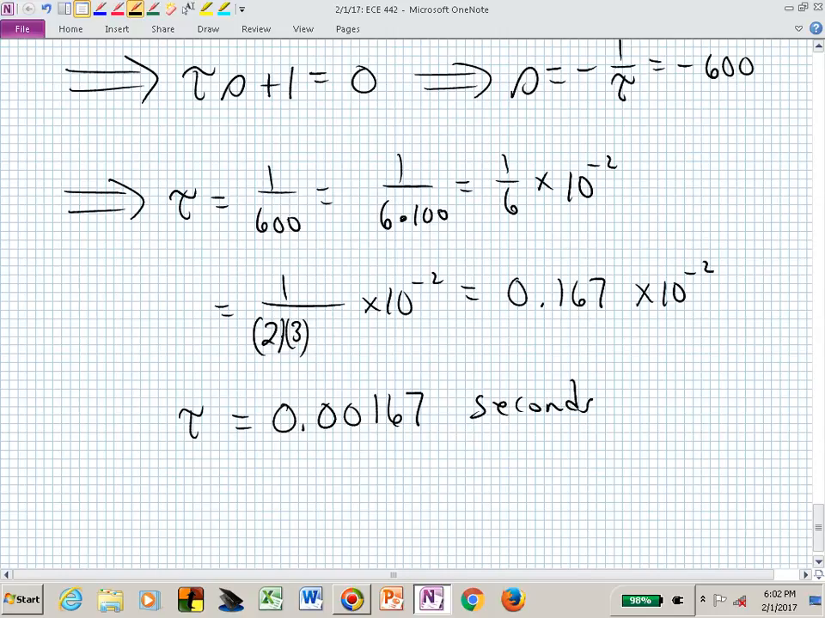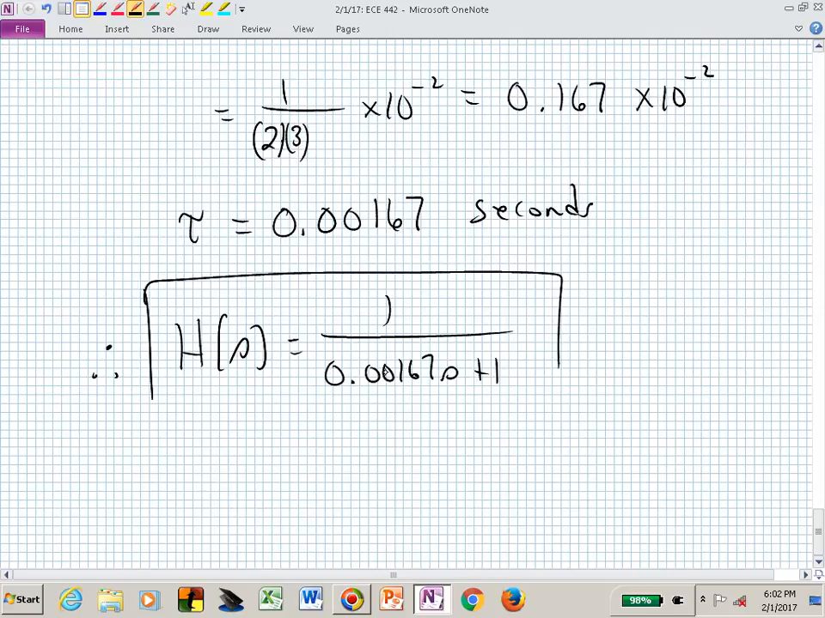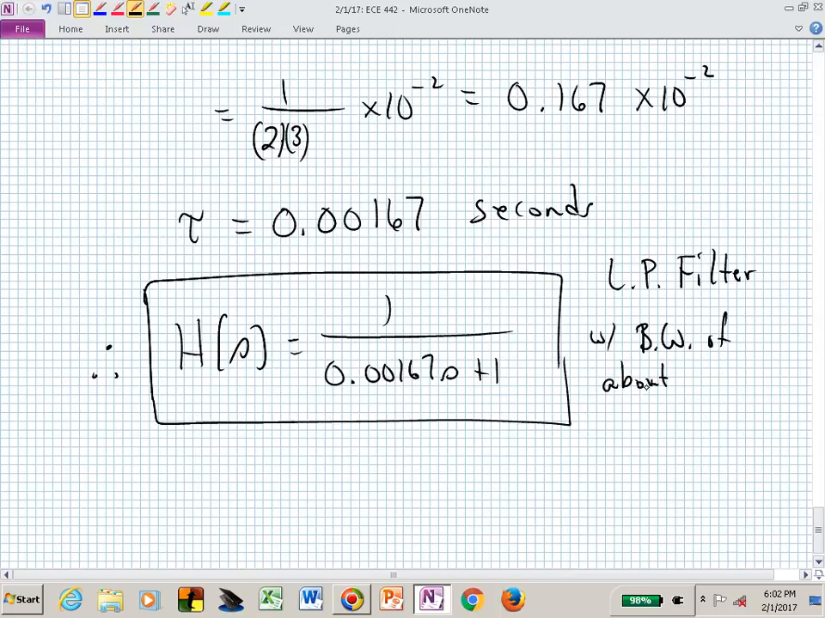or tau is now equal to, shifting that decimal point by 2 places, to obtain a low-pass filter with a bandwidth of about 100 hertz requires a time constant of 0.00167. Or now H of s is 1 over tau s plus 1, giving us a low-pass filter with a bandwidth of about 100 hertz.